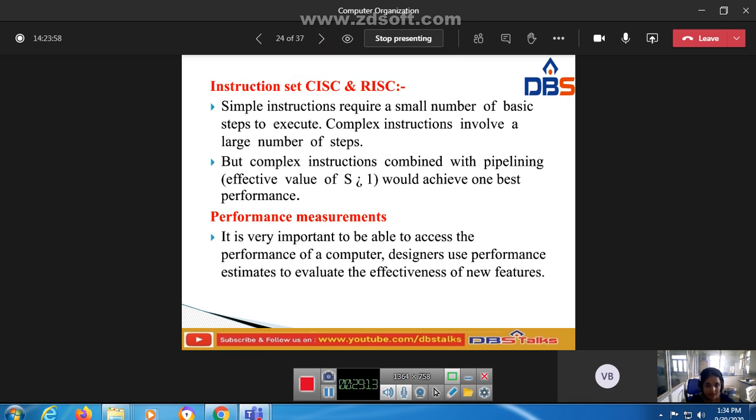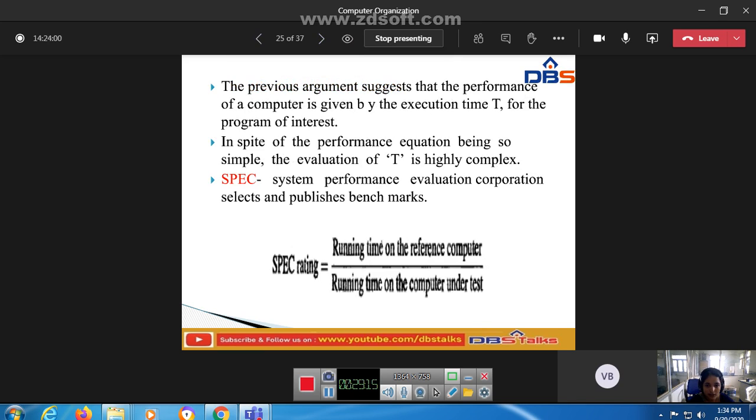So we have a small formula. The SPEC rating is computed as the running time on the reference computer divided by the running time on the computer under test. So this means that the computer under test is 50 times as fast as the Ultra SPARC 10. This is repeated for all the programs in the SPEC suite, and the geometric mean of the results is computed.